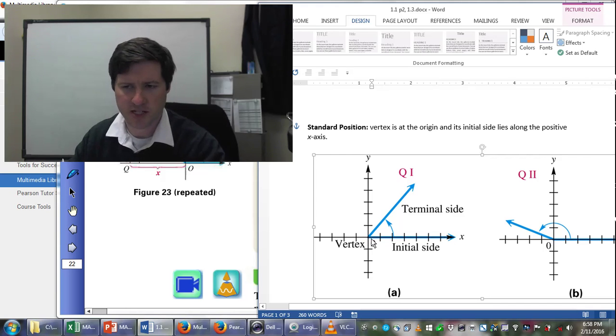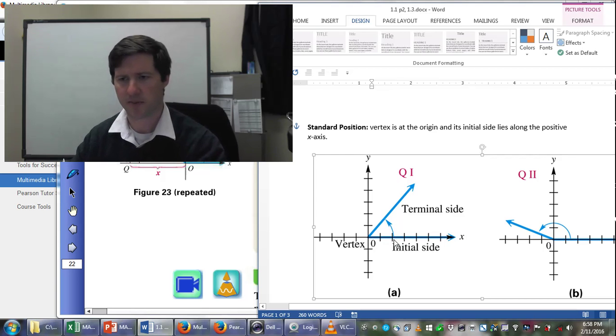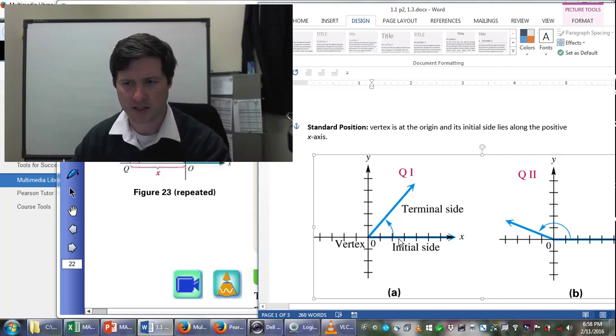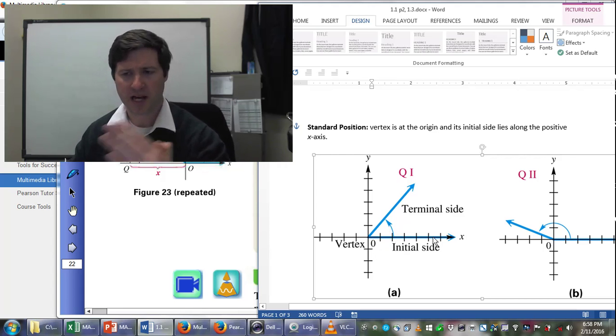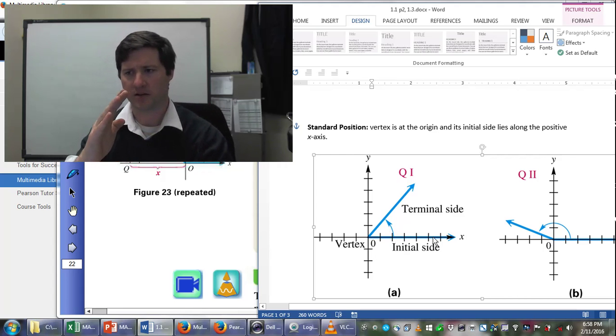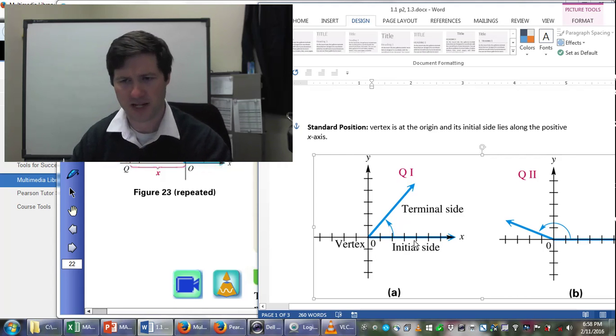There's the initial side, which is always going to be against the x-axis, and then the terminal side, which is out here somewhere. We say that that's the angle that is swept out when we move from the initial side to the terminal side. So you'll hear me say that a lot, sweeping out the angle from the initial side to the terminal side.